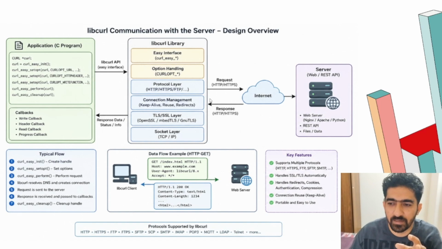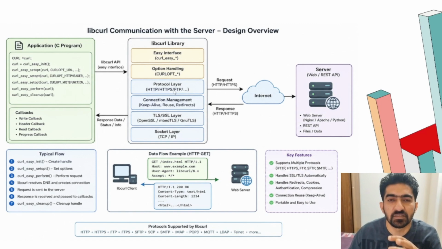So once these libcurl APIs are initiated, what will happen actually? On the library side, this is the section which is being executed. The first is an easy interface that is done by this easy init, and then we have option handlers. Then we have some protocols, for example, HTTP, FTP, or various layers, whatever we are using here. We can take data over to this library, and then we have the connection management. For example, we need keep alive, reuse, or redirect.